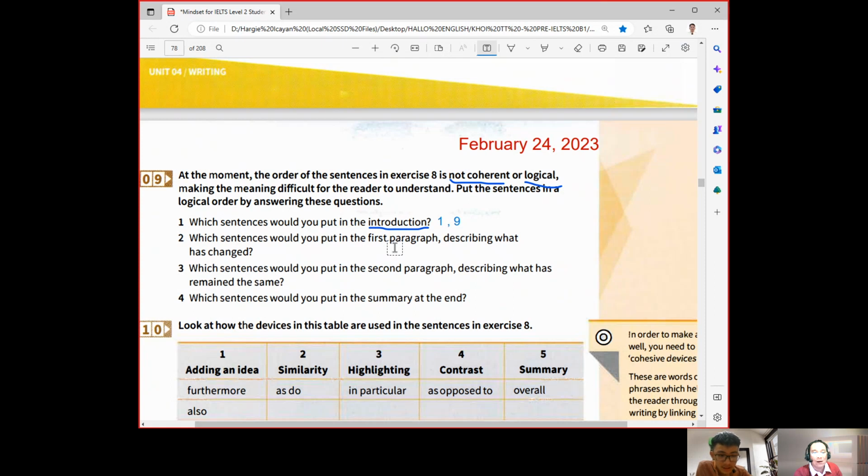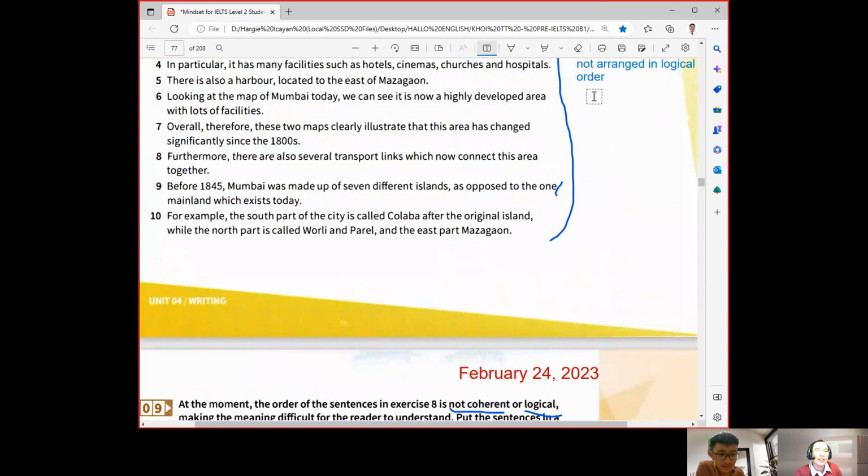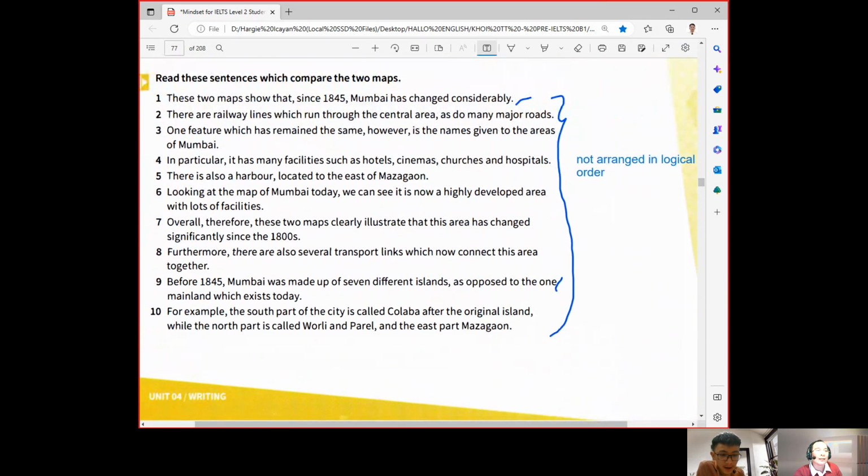Can I use the ruler a little bit? Yeah, sure. Number four.